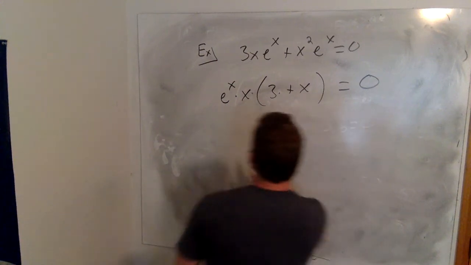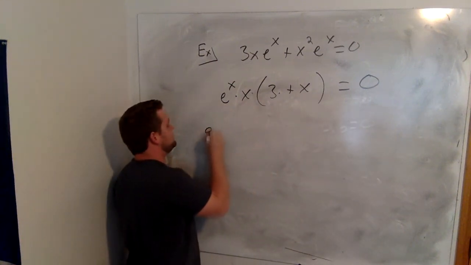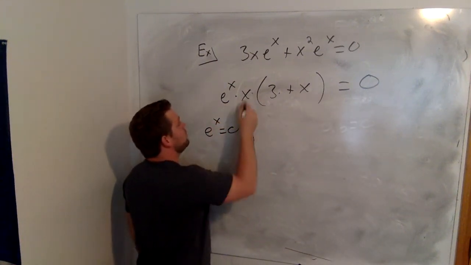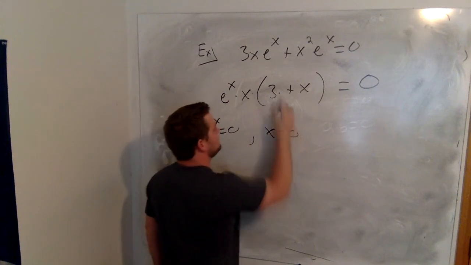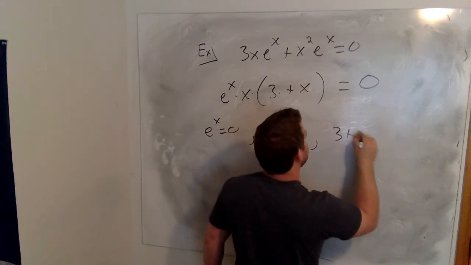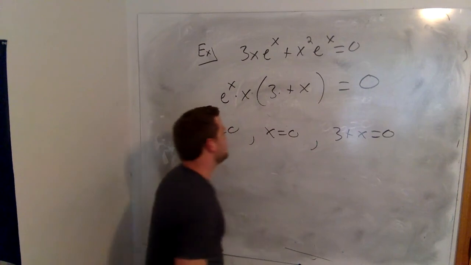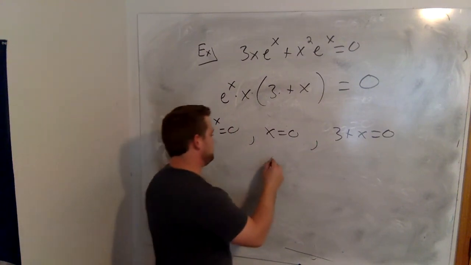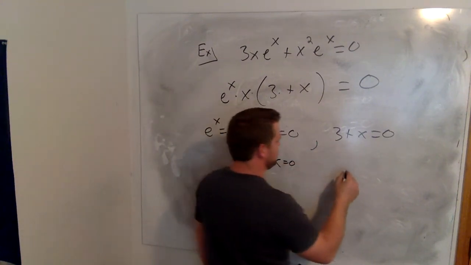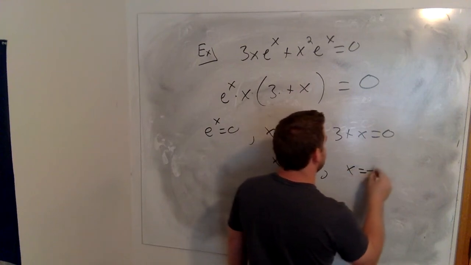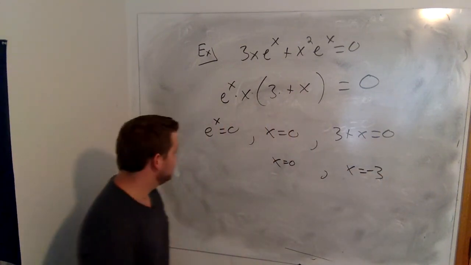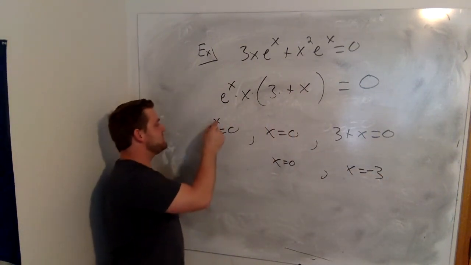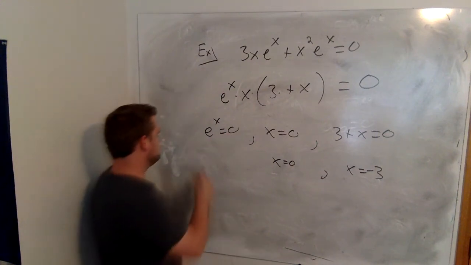what this says here is, well, either e to the x could be 0, we could also have that x could be 0, or we could have that 3 plus x could be 0. Okay, well, x equals 0 would be a solution. Hopefully you see here that x equals negative 3 would be a solution. But now we need to solve e to the x equals 0.